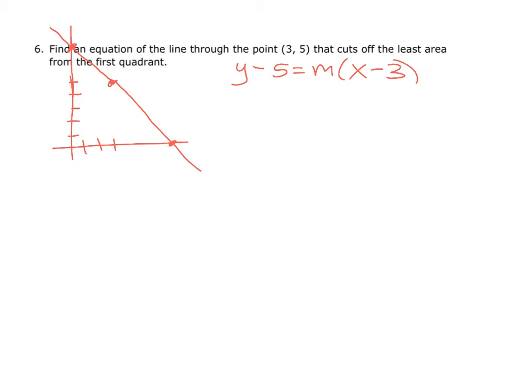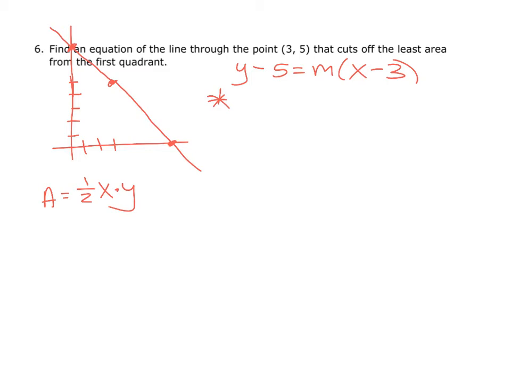Okay, so then we also know that we want an area, right? The area of the first quadrant. So that's the area of a triangle, 1/2 x times y. And notice that the x and the y are really the x-intercept and y-intercept. So what I'm going to do is solve for the x-intercept in this equation, the x and the y.